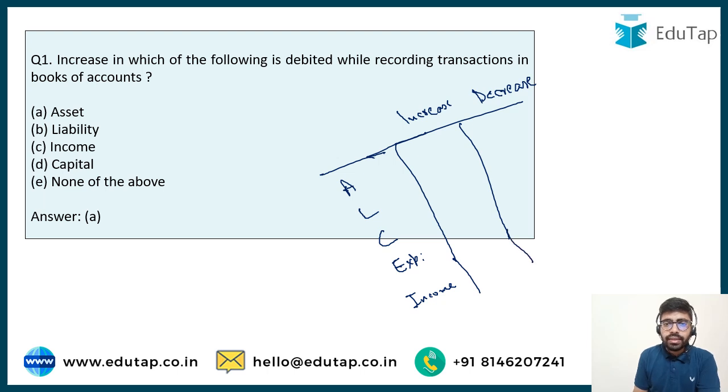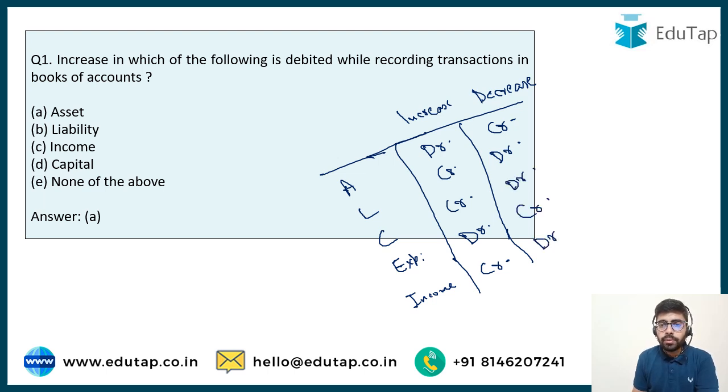Increase in asset, we have learned, is going to be debit. So liability, credit; capital, credit; expense. So income, we know income is credit. Income is kind of a liability for the business. So credit, and expense opposite, that is debit. Now decrease is simply going to be opposite. Here it was debit, here credit. Credit, debit, and credit, debit, debit, credit, credit, debit. So we have already prepared this table in less than 30 seconds, I guess.